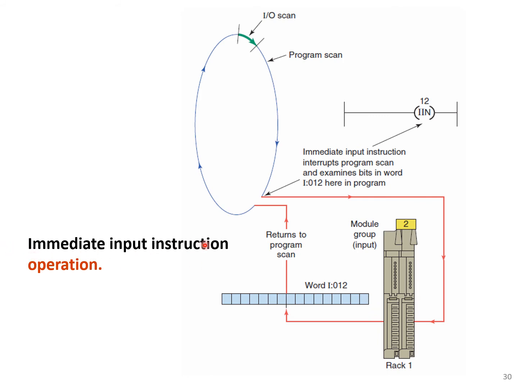So here we have an immediate input instruction operation. You see the scanning cycle, the IO scan and program scan, and here, inside the program, we use the IIN. Once it is called or energized, it will check the inputs again and return this specific input, for example, input 12. We do the scanning of input 12 again and update the value of this input inside the program at this stage, in the middle of scanning, before reaching the IO section.